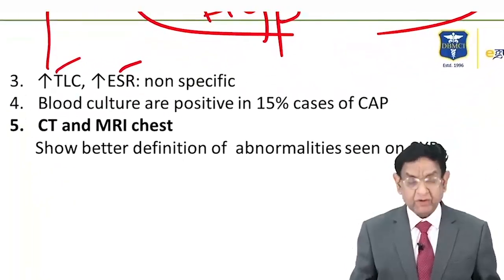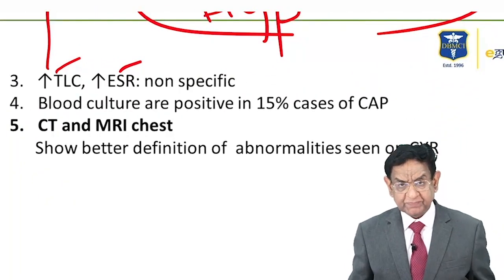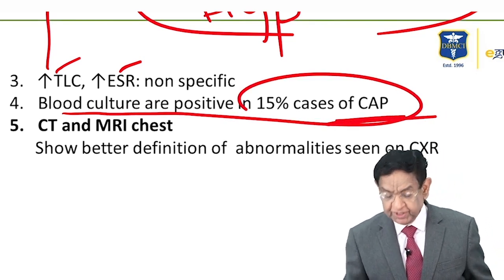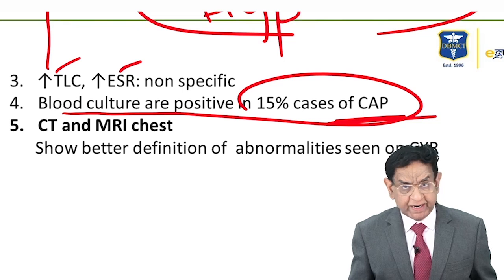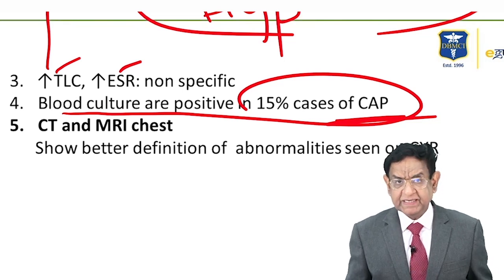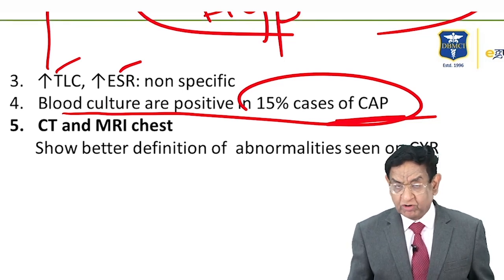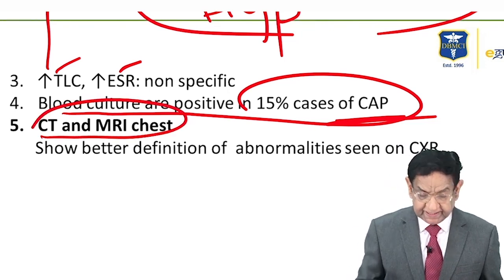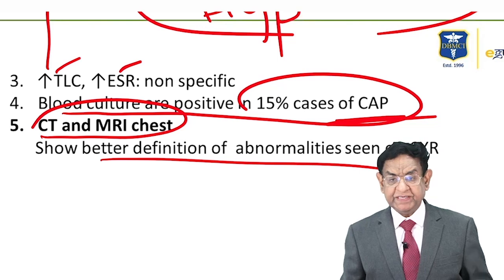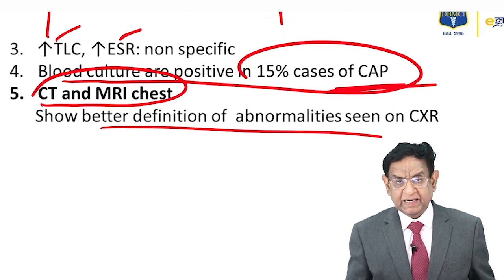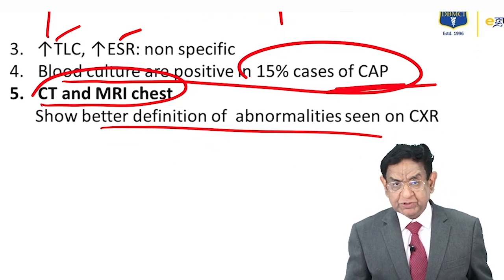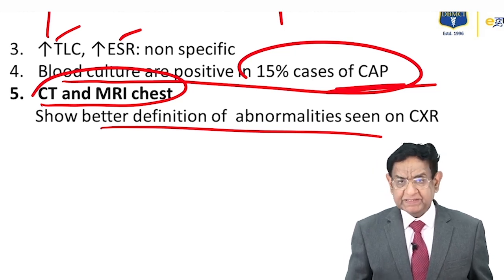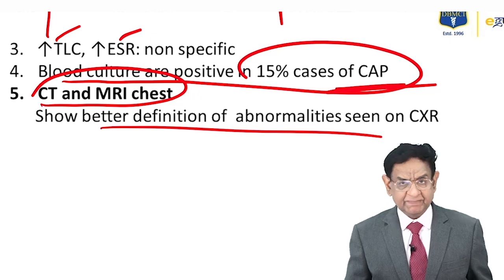Well, now we talked about sputum culture. Now we talk about blood culture. It is positive only in 15% of cases of CAP, community-acquired pneumonia. But we definitely send blood culture in all cases, although positivity is very low. Chest CT scan and MRI definitely give better definition. That is true for almost all lung findings, whether it is tumor, pneumonia or interstitial lung disease, whatever it may be. Definitely CT gives much better findings as compared to chest X-ray.